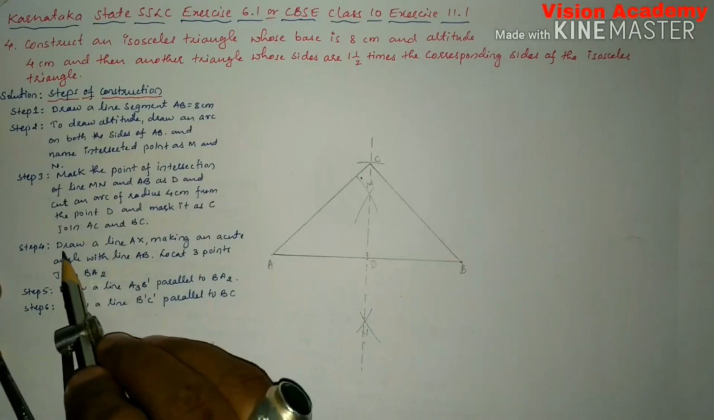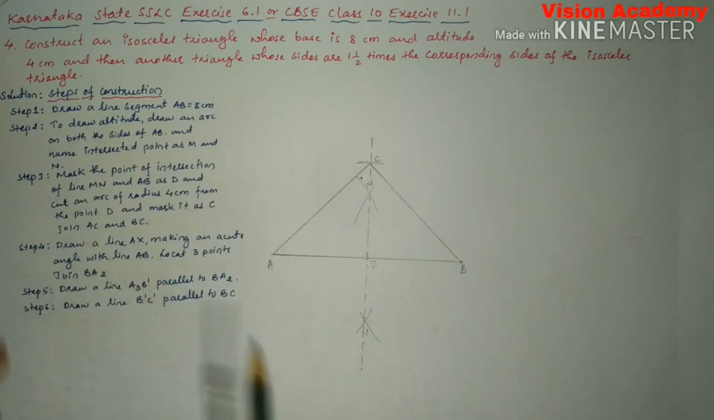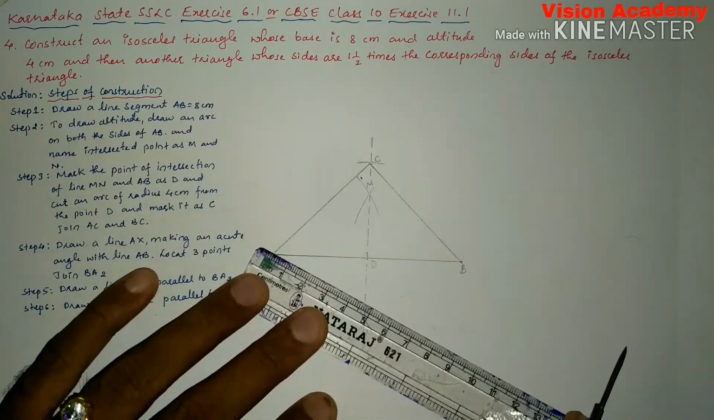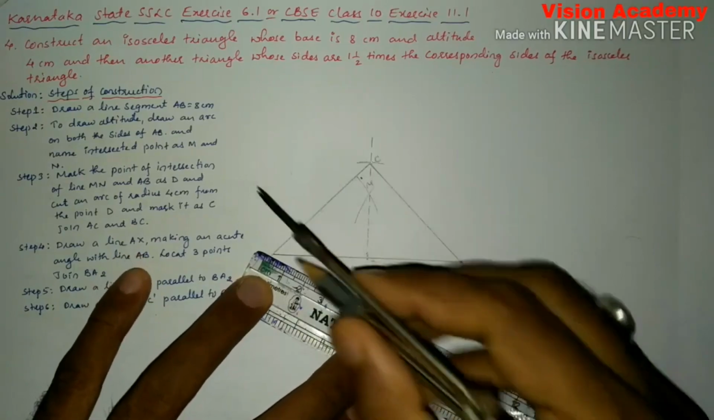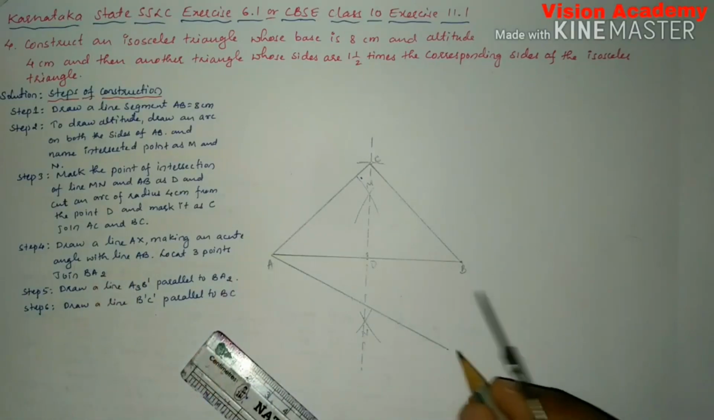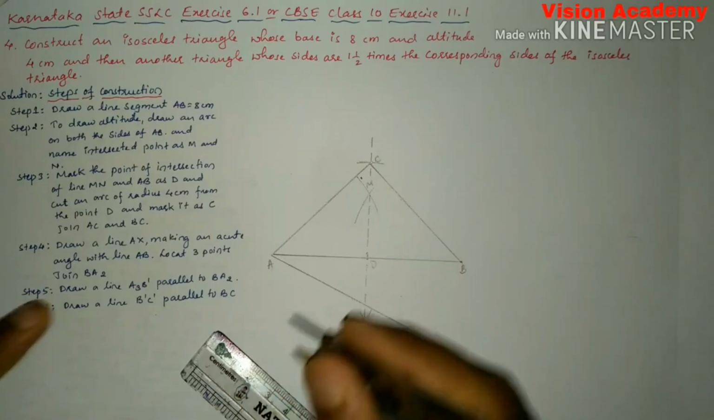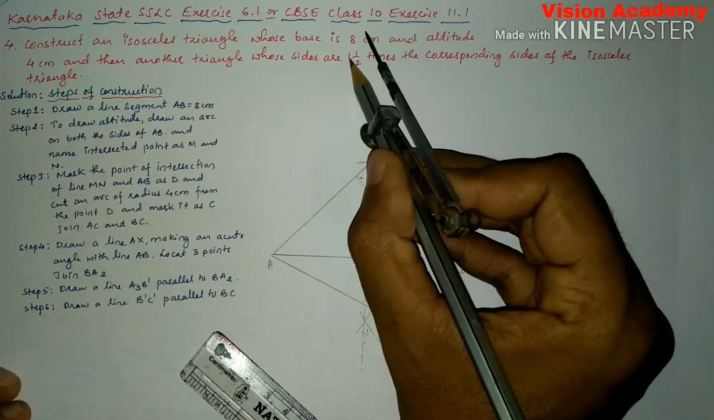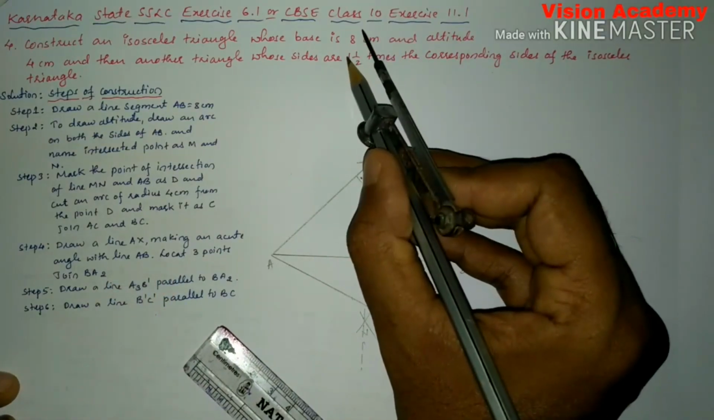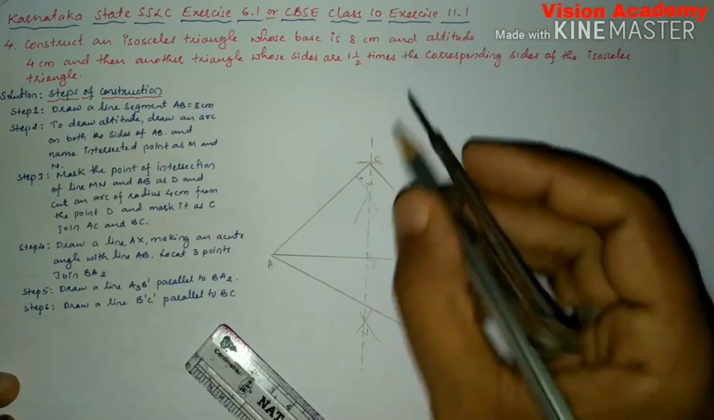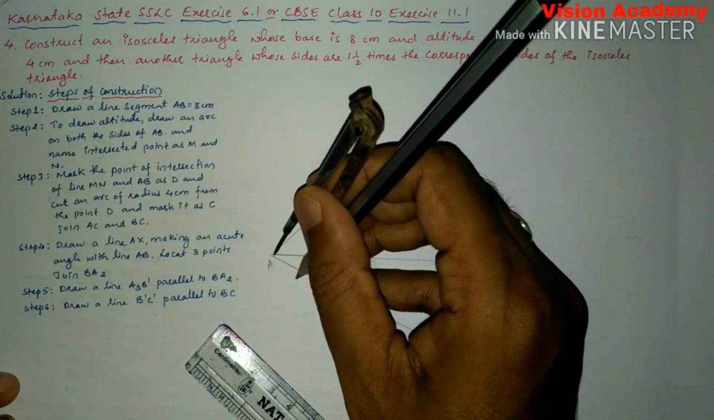Next we'll move on to step 4. Draw a line AX making an acute angle with AB and locate 3 points. So let us draw an acute angle. Let us name this as AX, and what is given is locate 3 points. Why 3 points? Because 1 by 2 is 2 ones are 2, 2 plus 1 is 3, 3 by 2, because 3 is greater than 2. So that's the reason we have to take 3 points here.